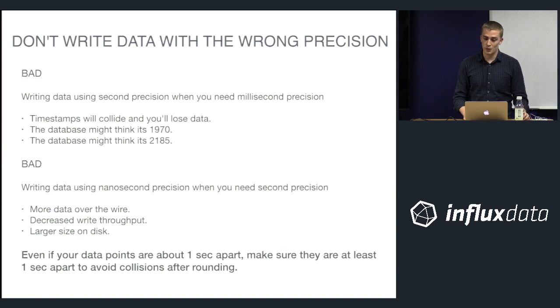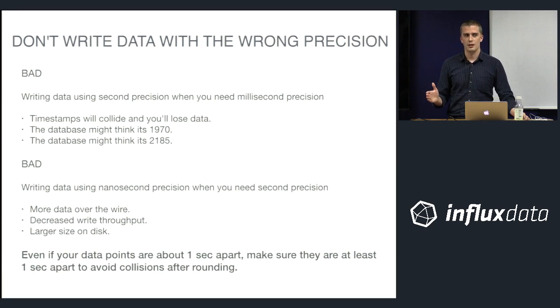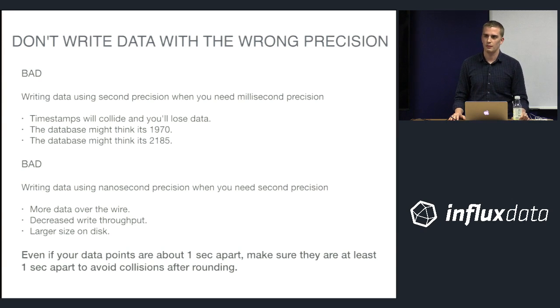So don't write data with the wrong precision. An important thing to note about InfluxDB is you can write data at different precisions, and it'll store it differently on the underlying disk. So if you have data that's coming in at 1 second apart, you don't actually need to store at a nanosecond precision.